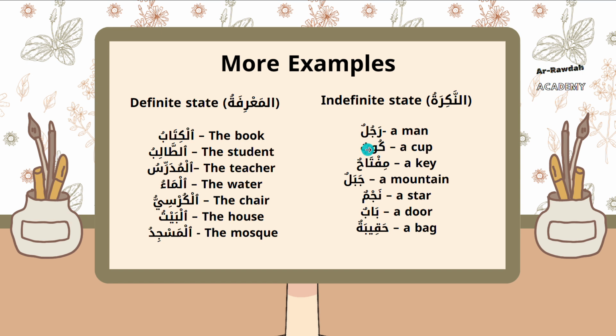So kubun, a cup. Let's express it in a definite case. We have al-kubu, the cup. Miftahun, a key. If we want to say the key, what do we say? Al-miftahu. Jabalun, a mountain. If we want to say the mountain, what do we say? Al-jabalu. This is how we express definite noun, al-ma'rifah, and indefinite noun, an-nakirah, in Arabic language.